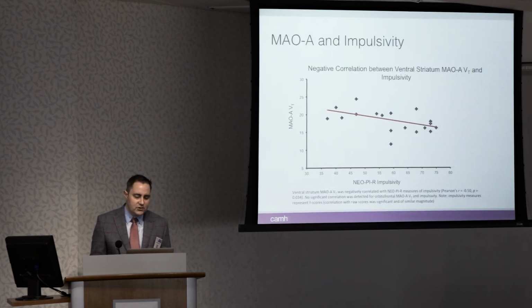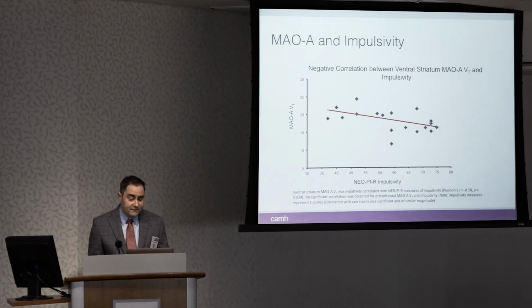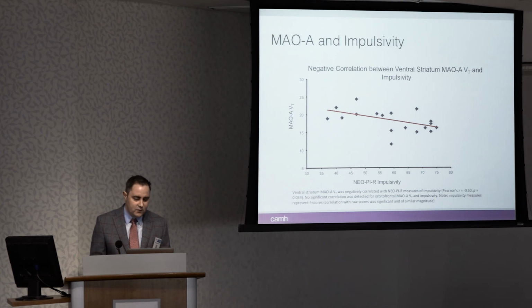When we looked at the relationship between MAOA and impulsivity in the ventral striatum, we found a negative correlation, such that those who were more impulsive had lower amounts of the enzyme. This was also true of psychopathic traits and scores on the Iowa gambling task.